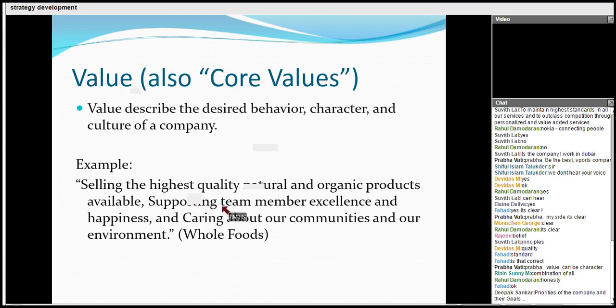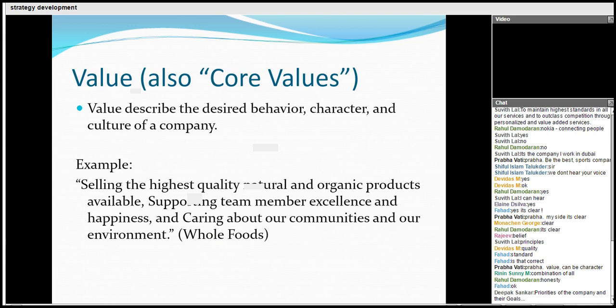The next is supporting team member excellence and happiness. So when the members of the team, the employees, are happy, that's important to them. So that's a value. If employees are not happy, then something is wrong. They are not comfortable, because one of their values is to make sure that every member of the team is happy and is performing with excellence. And caring about the communities and the environment. So the community is important to them, and the environment is also important to them. So they are not going to pollute the environment. So these are their values. So this is Whole Foods.